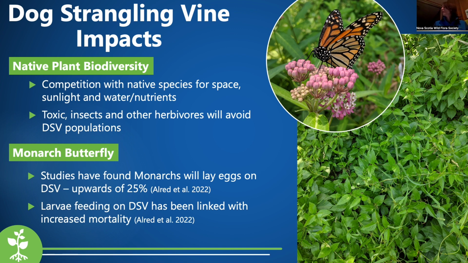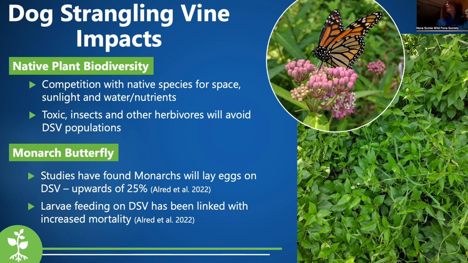populations. One of the bigger concerns is the potential impacts on the monarch butterfly. Dog strangling vine is in the same subfamily as milkweeds, and so there's been evidence of monarchs mistakenly laying their eggs on dog strangling vine, thinking it is their host plant. Unfortunately, the larvae that do feed on dog strangling vine have been linked with increased mortality. So it's been shown to have quite an impact on monarch butterflies.